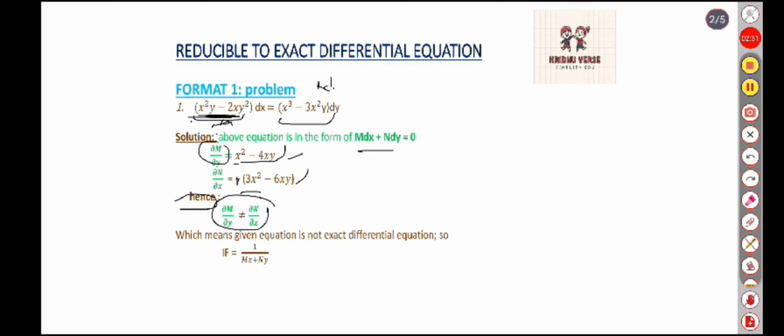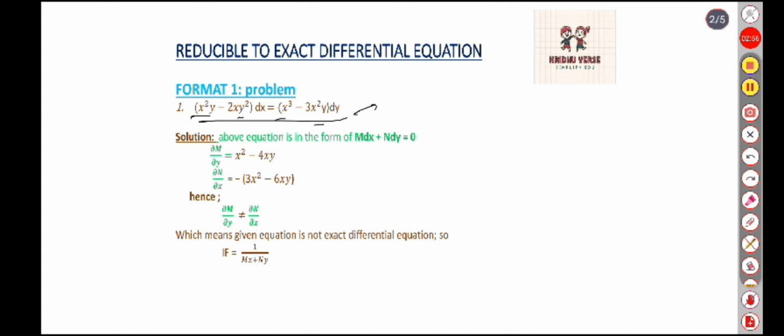But here check. x²y means x square, 2 power, y, 1 power, it is 3. 2xy², x is 1 power, y square is 2 power. This is also 3. x³ is already 3. 3x²y means x square is 2, y is 1, it is also 3. So all have power 3, so it is a homogeneous equation. So we will solve it as homogeneous.